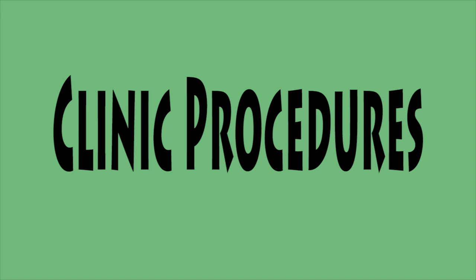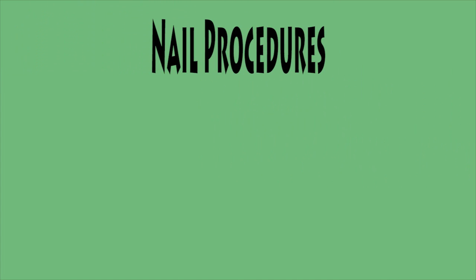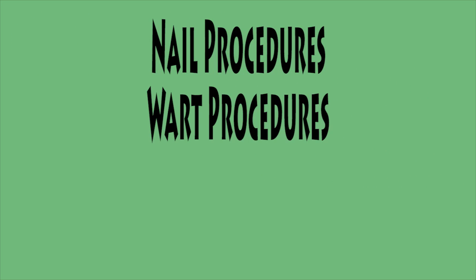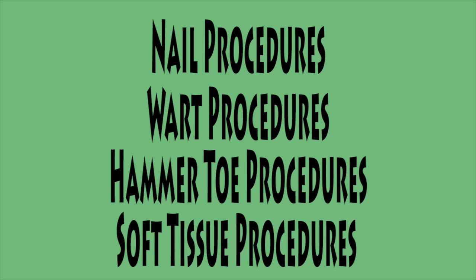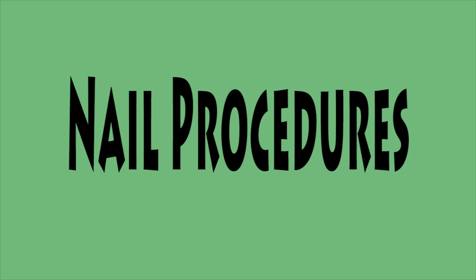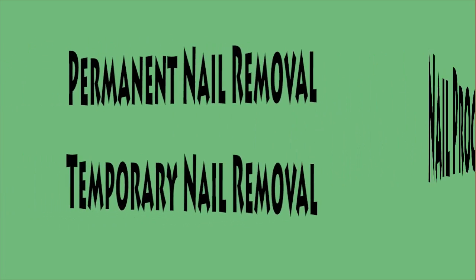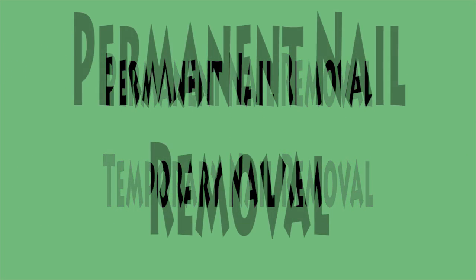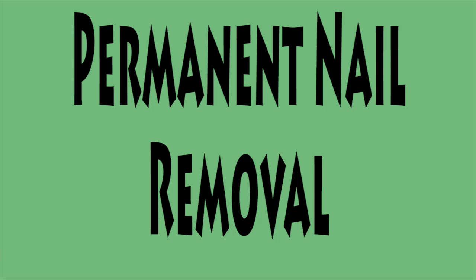There are four common types of procedures that occur in the office. They are nail procedures, wart treatments and excisions, hammer toe repairs, and soft tissue procedures. Within the office, there are two types of nail procedures that are common: the permanent and temporary nail removal. The permanent nail removal is also called a matrixectomy.